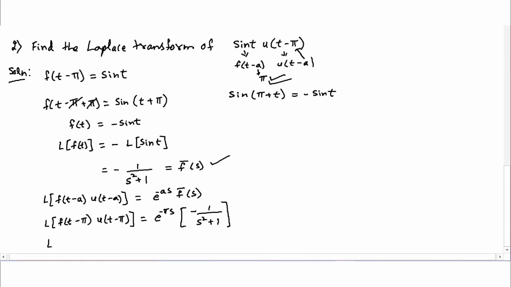Or if I replace the value of f of t minus pi, the very first step I have taken over here, its value is sine t. So you'll be getting sine of t into u of t minus pi will be equal to, you have a negative sign, so minus e power of minus pi s divided by s square plus 1. So that will be the required solution. Let us move on to the next question.